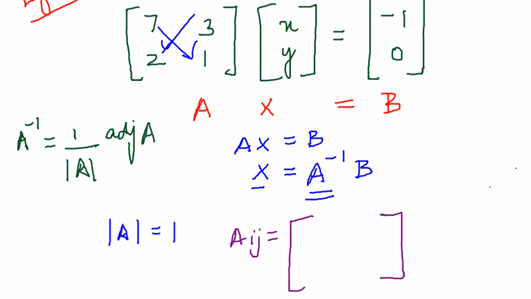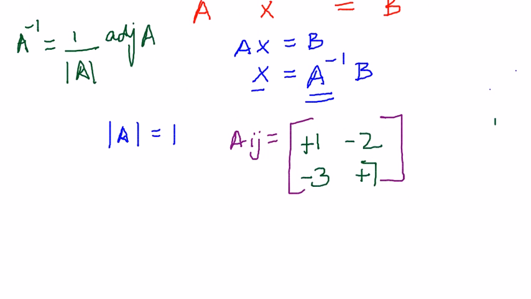So let's start. The cofactor of 7 is, when you hide the corresponding row and the column, you get 1, right? The cofactor of 3 is 2 when you hide the corresponding row and column. The cofactor of 2 is 3, and the cofactor of 1 here is 7. And then to put the signs, as you know, the diagonally opposite elements will have the same sign, right? So plus, plus, minus, minus.